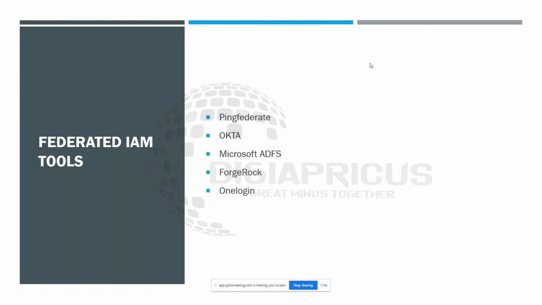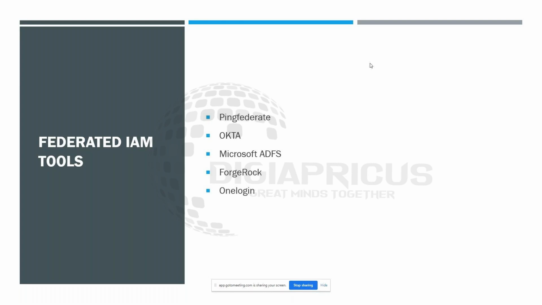If you want to enable these protocols, there are a lot of tools in the current market. Ping Federate and Okta are leading IAM tools in the market. Even Active Directory Federation Services, known as Microsoft ADFS, is a product from Microsoft itself, and ForgeRock and OneLogin are there. Apart from these, there are other tools: Oracle Identity Manager and Oracle Access Manager.